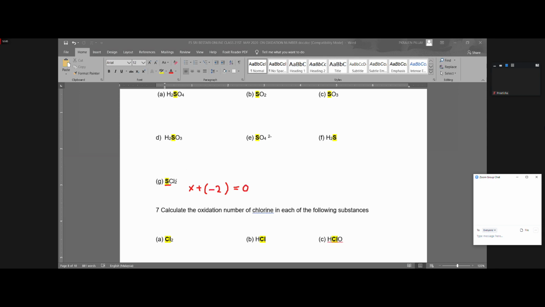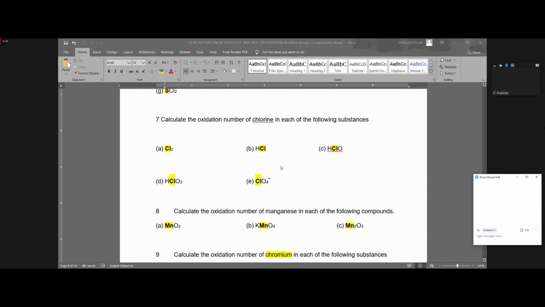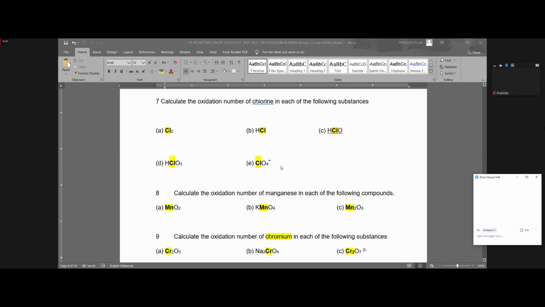Chlorine, bromine, all the charge is -1 because we have learned it before in your periodic table. Cl is -1. So the answer is +2. Okay, anyway, good try. All right, try number 7, 8, 9 now, all of you.